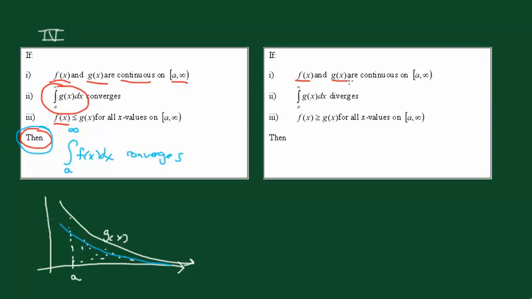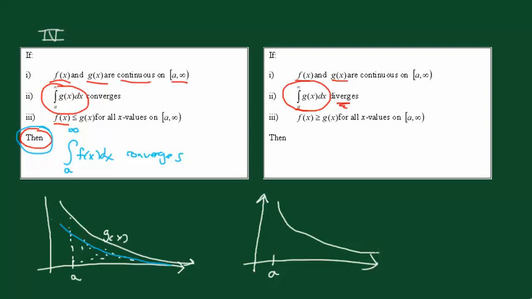If f and g are continuous on a to infinity, again, also positive functions, and the integral from a to infinity of g of x diverges, and then f is always bigger than g, what do you suppose is going to happen? Okay, so let's draw g of x. So g of x is a function like this. It approaches the asymptote, perhaps, but I guess it doesn't approach fast enough because we say that the area from a to infinity diverges. So then we're going to pick another function, f of x, and f of x, according to this, is always bigger than g of x.